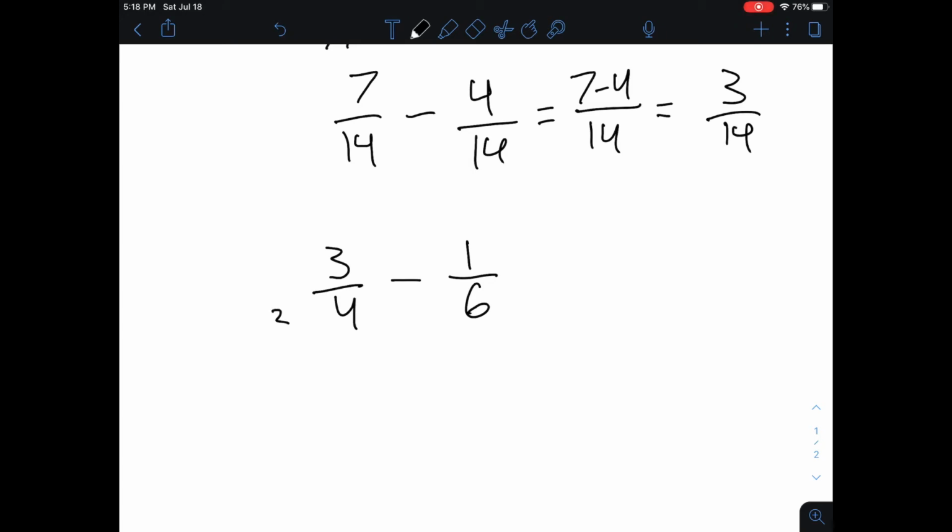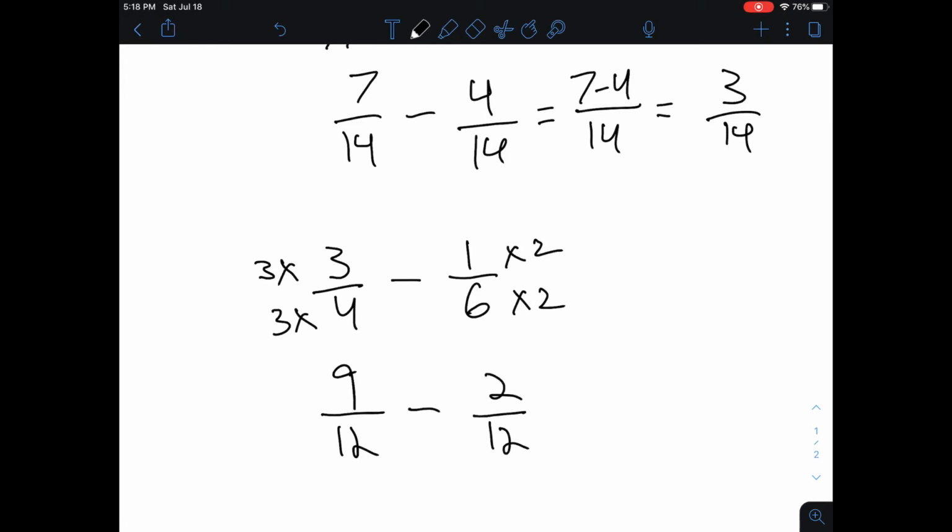So we'll do 3 times 4, and then 3 times 3. We'll get 9/12. And now we're going to subtract, and we'll do 6 times 2, and then 1 times 2. So then we get 2/12. So then we're going to do 9 minus 2 over 12, and that'll give you 7/12.